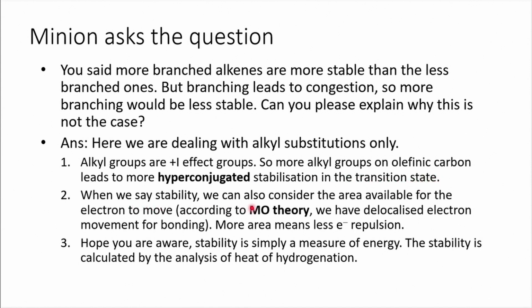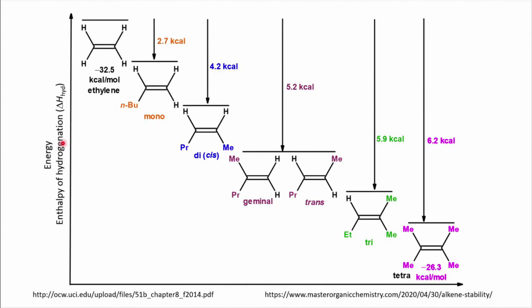When we say stability, we can only consider the area available for the electron to move. According to MO theory, we have a delocalized electron movement for the bonding. That means more area means less electron repulsion. And of course, stability is simply a measure of the energy, and stability is basically calculated by the analysis of heat of hydrogenation. Here the heats of hydrogenation for various alkenes are given.